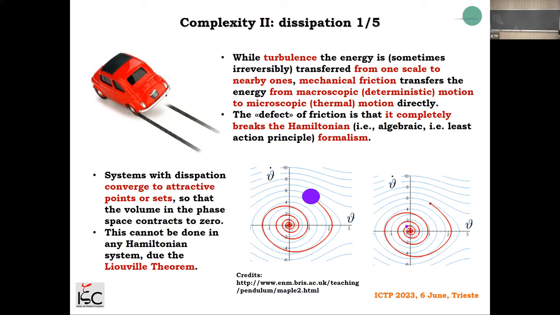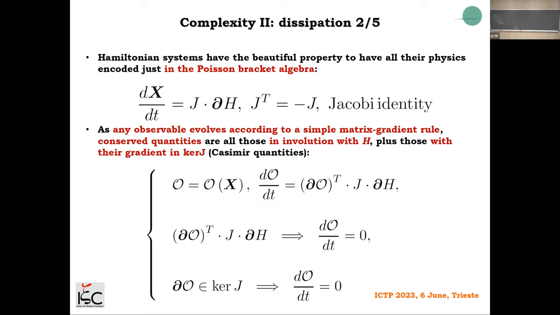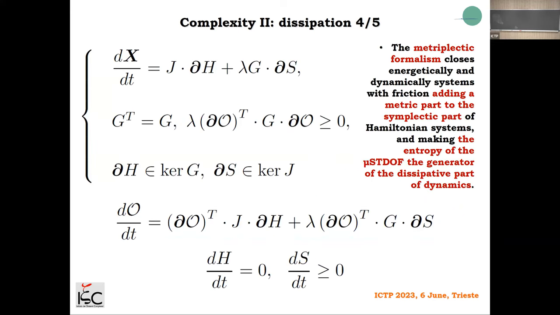So this is simply another way of describing dissipative systems, that are systems with dissipation, breaking the beautiful Hamiltonian formalism that has the great good property of algebraizing basically the dynamics. Okay, I'll just come to the conclusion here. There exists a metriplectic formalism, which is a formalism extending the pure Hamiltonian part of the motion via a part in which you have the combination between a symmetric semi-metric matrix G and the gradient of the entropy of those microscopic degrees of freedom through which dissipation transfers energy.